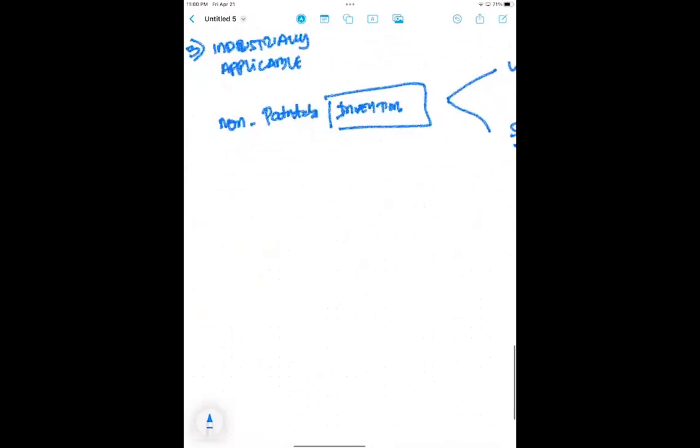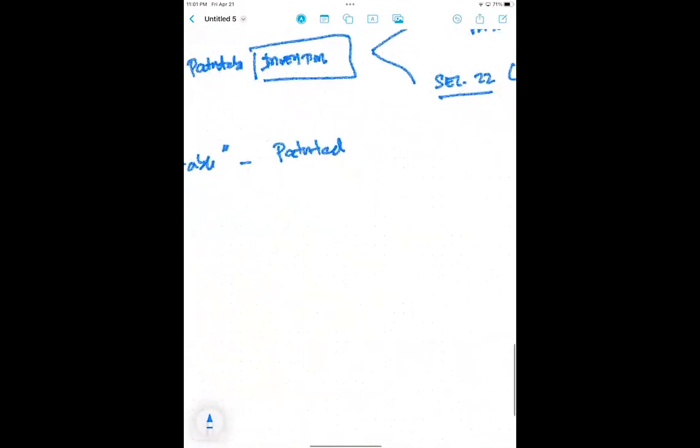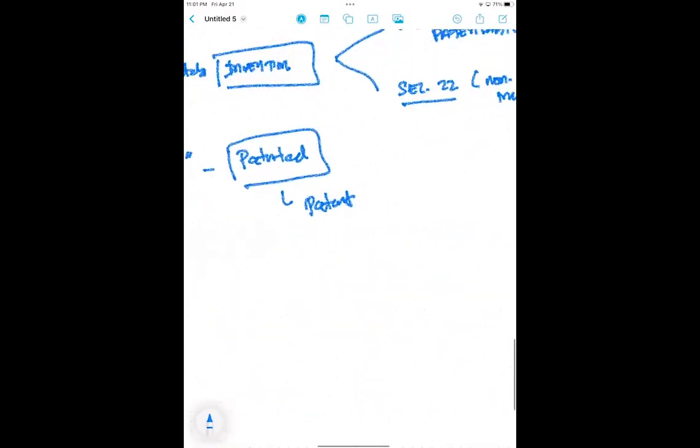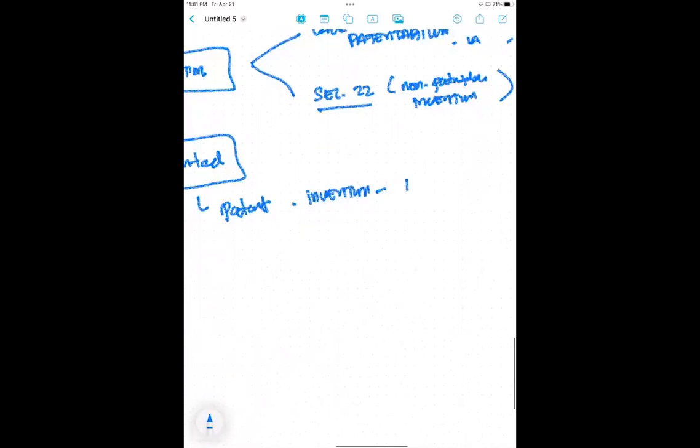Now, this patentable, ano bang ibig sabihin niya? Okay? Ibig sabihin niyan, the invention may be patented. At ano ang ibig sabihin ng patented? If the invention obtained patent, okay, or patent, depende sa paano mo gustong sabihin, okay, that particular invention is what they call protected.